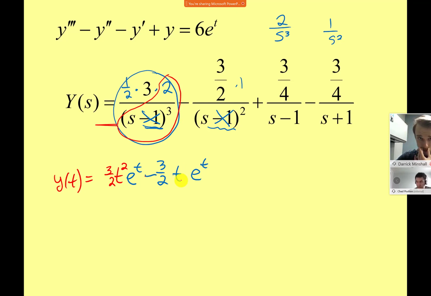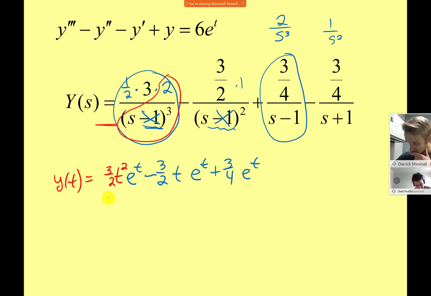Then we're going to move over to the next term, and that's just 3/4, and the 1 over s minus 1, that's just e to the t. Well, this all looks really familiar, because if I would have had to do integration by parts or tabular on something, this is the type of solution it ends up being, and that's what would have happened had we tried to solve it the other way. Okay, so now let's do the last piece right here.